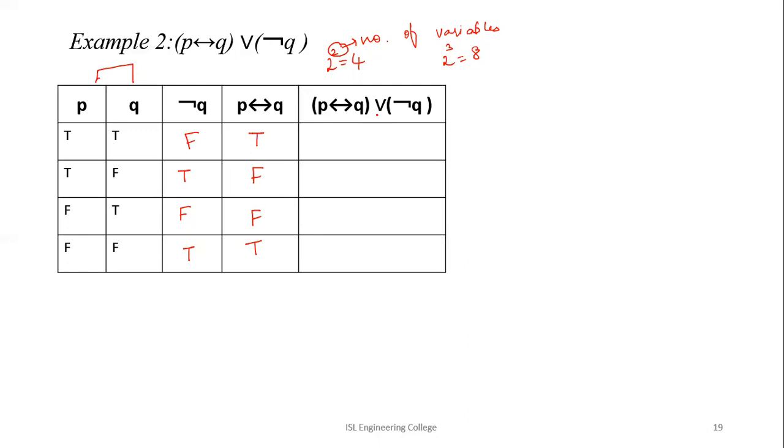Now we have to OR both of these rows. So the rule for OR is that if one of them is true, then it will be true. So if one of them is true, this is true, so the rule is true. Similarly, negation Q is true, so true. Both of them are false, so false. Both of them are true, so it is true. Okay, next.